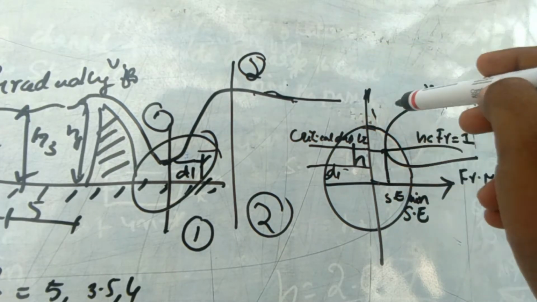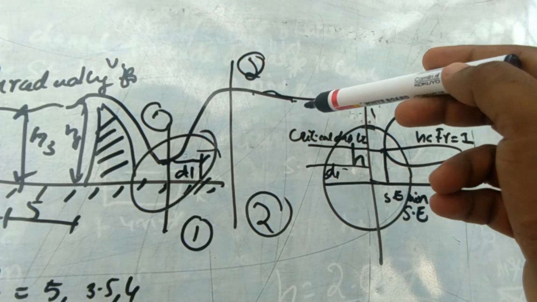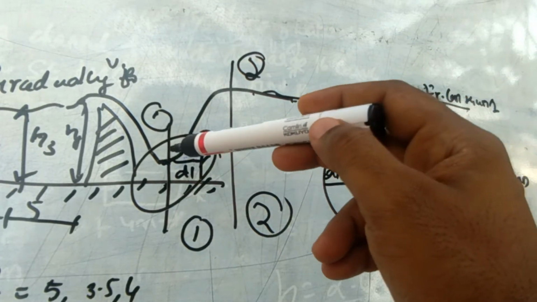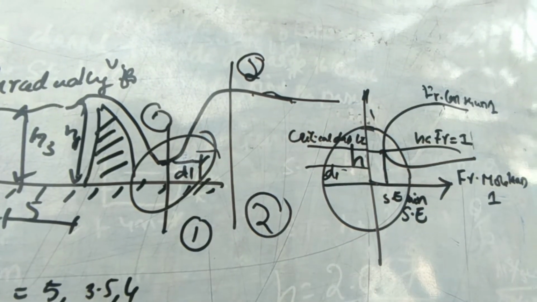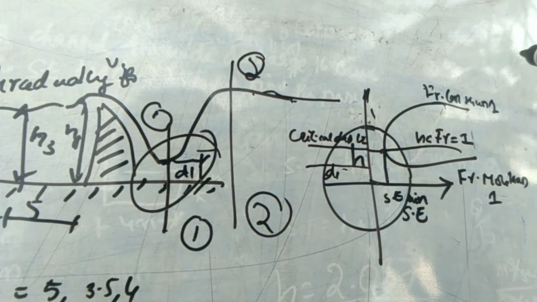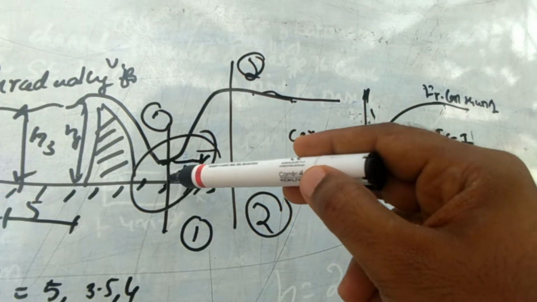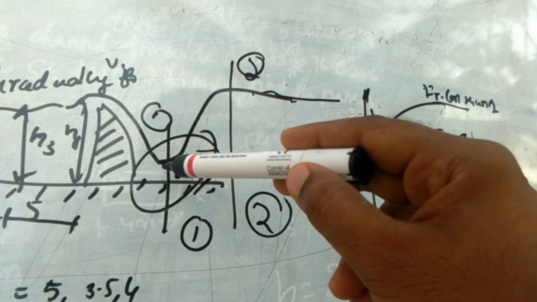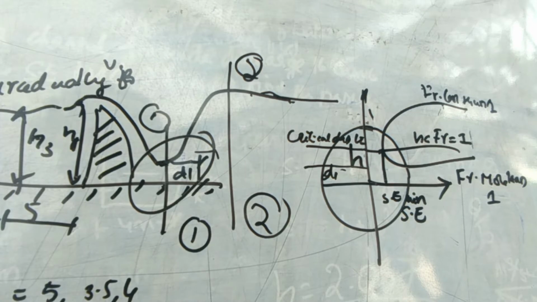And when it's stable, the Froude number is less than 1. Here the water is in stable condition. At the critical depth, the Froude number is 1, and the specific energy is also minimum. Because the water height is below the critical depth, here the specific energy is also minimum. So that is a small description of hydraulic jump, how hydraulic jumps occur.